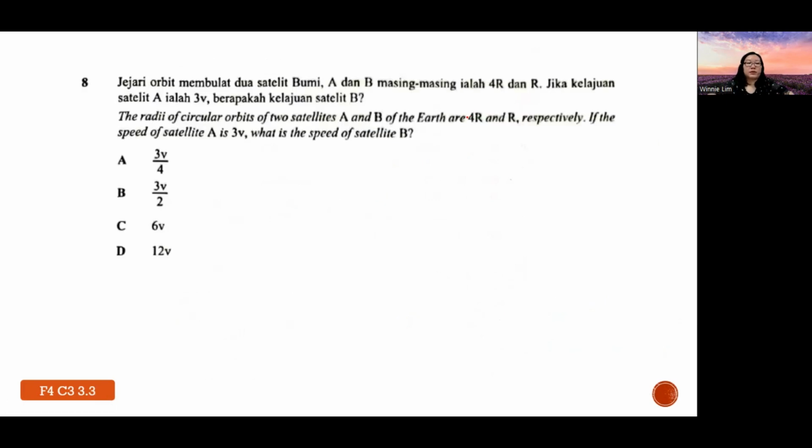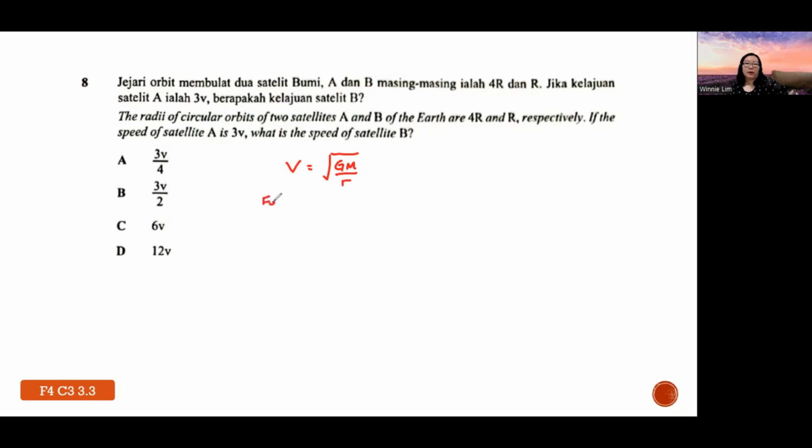Okay, next question. The radius of circular orbit of two satellites A and B of Earth are 4r and r respectively. If the speed of satellite A is 3v, what is the speed of satellite B? So first you need to know the general formula. The general formula for linear speed is basically v equals square root of GM over r. So now we have two satellites, right? Satellite A and satellite B.